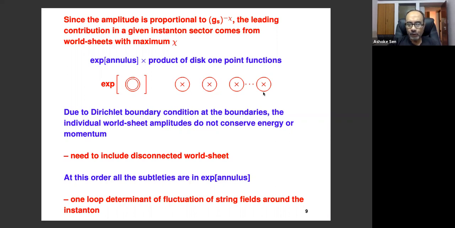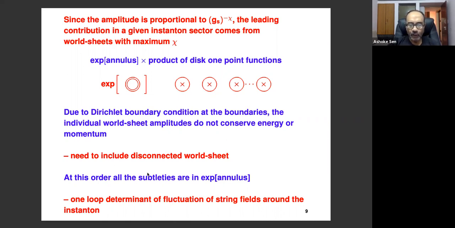So the disk amplitudes are not subtle, they are finite. Sometimes they may be tedious to calculate. For example, in the analysis of type 2B on Calabi-Yau manifolds, most of the energy that we had to spend is for the calculation of the disk amplitudes. But these are standard worldsheet calculations. There are no divergences that you have to deal with.